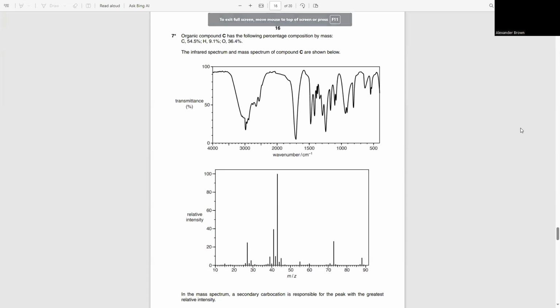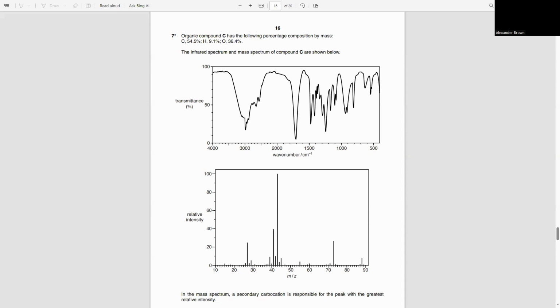Okay, in this question, I'm going to go through how to combine analytical techniques to deduce organic structures. There's three main analytical techniques you need to know at AS level chemistry. The first is elemental analysis. The second is infrared spectrometry. And the third is mass spectrometry.